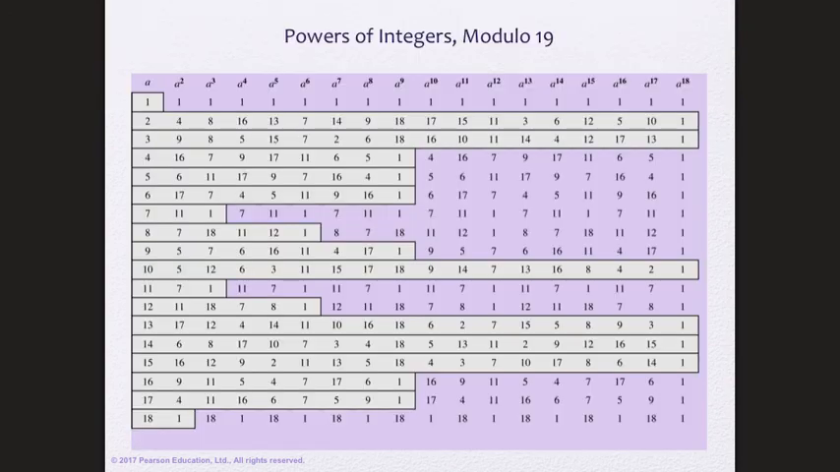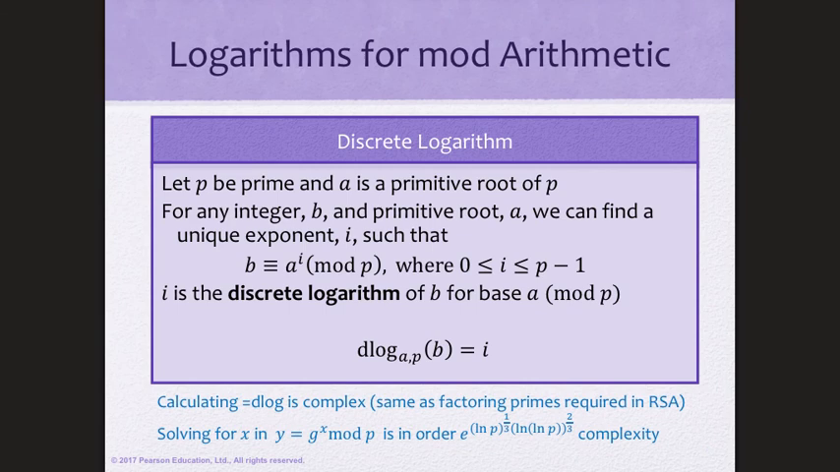Now the discrete logarithm for mod m arithmetic is defined generally for non-prime numbers, but we put here the definition for prime numbers. So if p is a prime and a is a primitive root of p, which means that a to the power phi p is the order of a. So the order of a is phi p. That's when a is a primitive root of p.